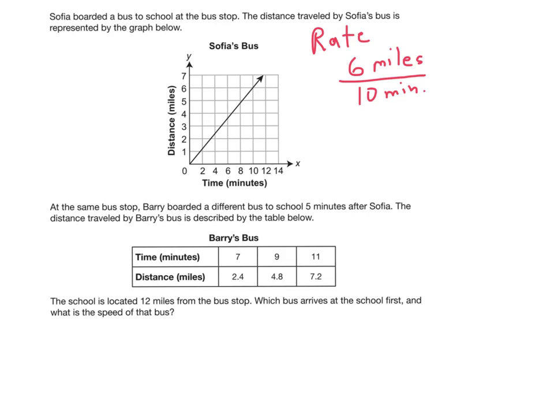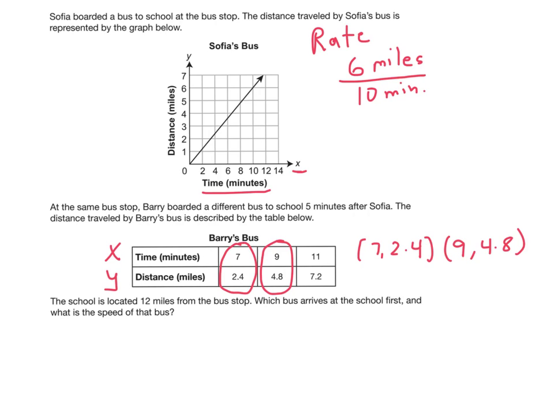So let's see if we can figure out the rate from using, let's just pick 2 points. Let's just treat time as our independent variable. Time is always independent, or almost always. Y will be our dependent variable. So if I think of these as ordered pairs, I've got the ordered pair 7, 2.4, and the ordered pair 9, 4.8.